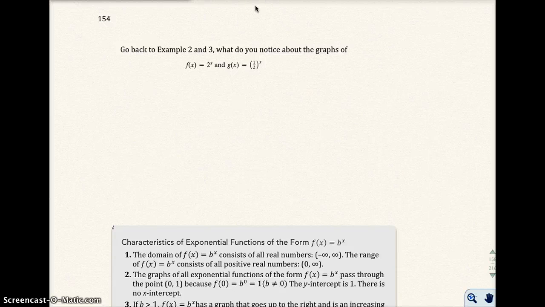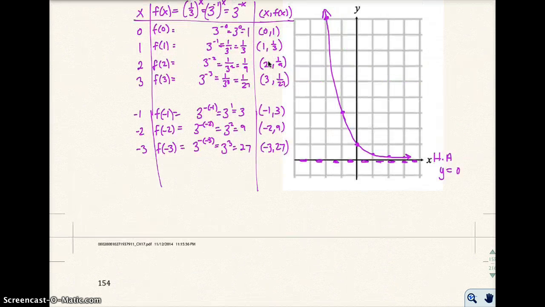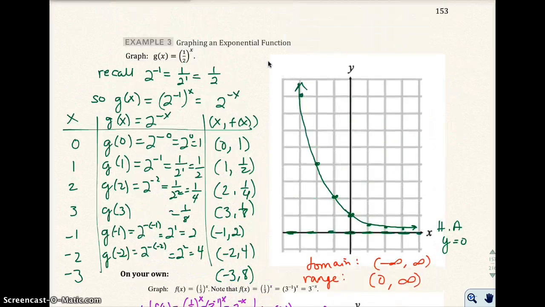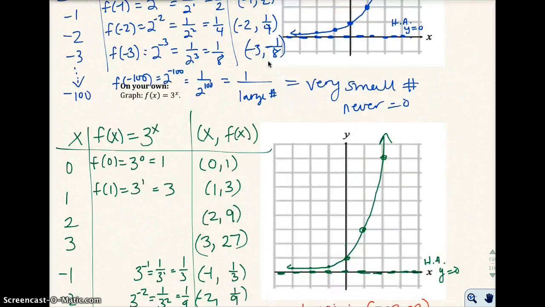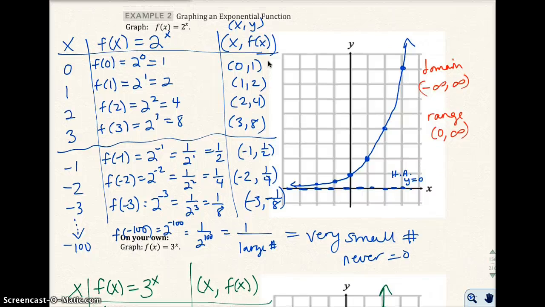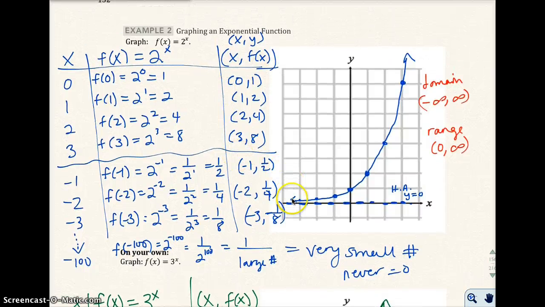Okay, so we're going to continue on with section 4.1, and let's go back to example 2 and 3. What do we know about the graphs of f of x equals 2 to the x and g of x equals 1/2 to the x? So let's go back to example 2 and 3. Example 2 looks like this, and notice how the graph looks like that. It goes through (0, 1), and I have (1, 2), and so on.